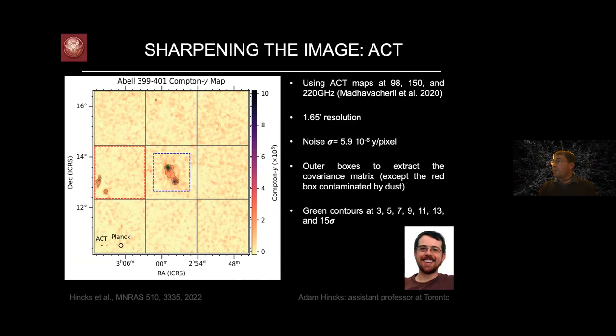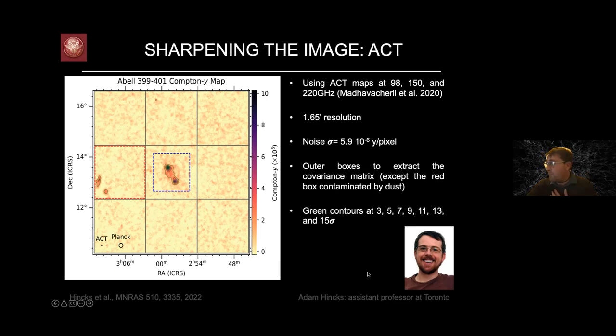So this map is a Y map, a Compton parameter map extracted from component separation of the 98, 150, and 220 gigahertz maps, made in this paper here. The angular resolution, as mentioned, is 1.65 arc minutes. And we have a noise, which we extracted from these seven squares, where we concentrated in order to study the covariance matrix. We did not use these red boxes because they were contaminated by infrared emission. So the green contours you see here are contours at 3, 5, 7, 9, 11, 13, and 15 sigma.